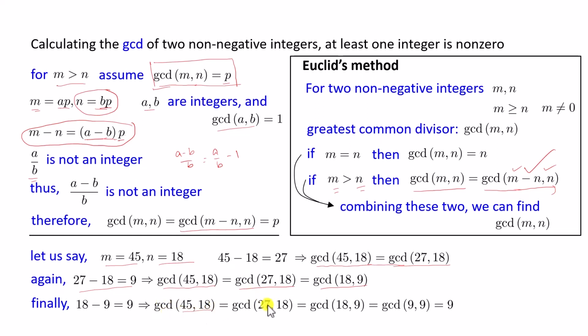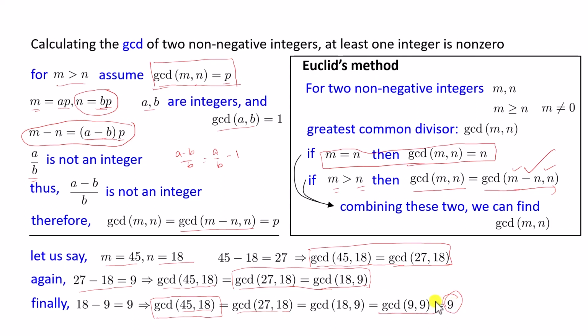So GCD of 45 and 18 is equal to GCD of 27, 18, thanks to what we have seen here. Then GCD of 27, 18 is equal to GCD of 18 and 9, what we have seen here. Then GCD of 18, 9 is equal to GCD of 9, 9. But we know that when m and n are equal, GCD of m, n equals n, which means GCD of 9 and 9 is equal to 9, which means that GCD of 45 and 18 is equal to 9.